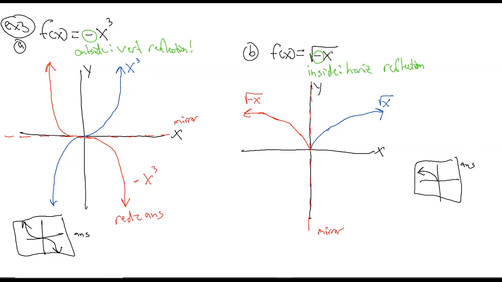Every change inside is horizontal, every change outside is vertical. That's probably the 10th time I've said that now. That is the best thing to go off of, along with the fact that the horizontal changes feel backwards. Vertical changes, up is positive, down is negative. Horizontal, positive is left, negative is right.